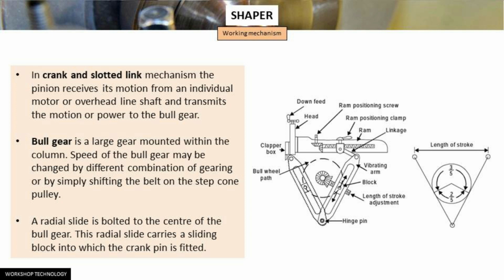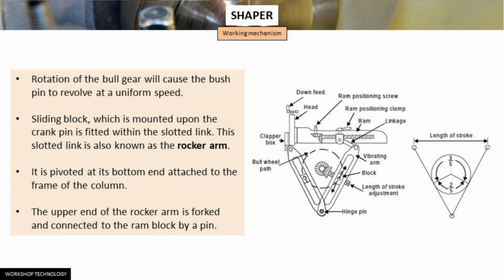A radial slide is bolted to the center of the bull gear. This radial slide carries a sliding block into which the crank pin is fitted. The rotation of the bull gear will cause the crank pin to revolve at a uniform speed. The sliding block, which is mounted upon the crank pin, is fitted within the slotted link, and this slotted link is what we call a rocker arm.